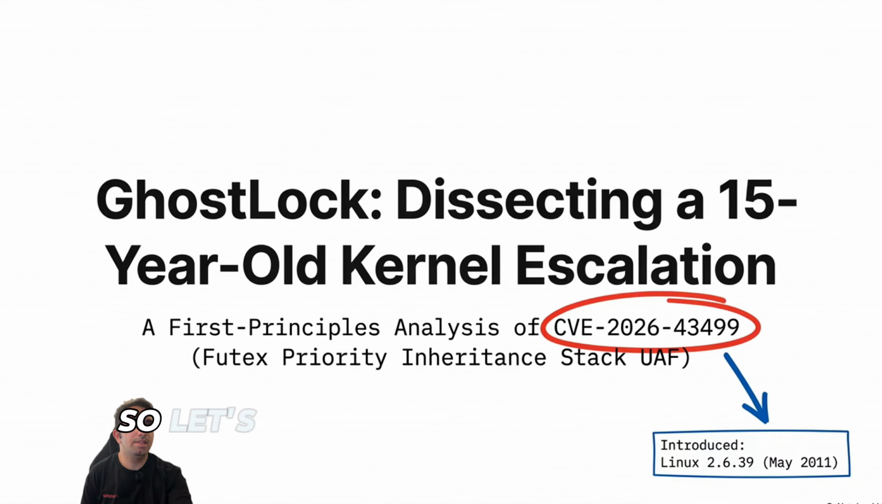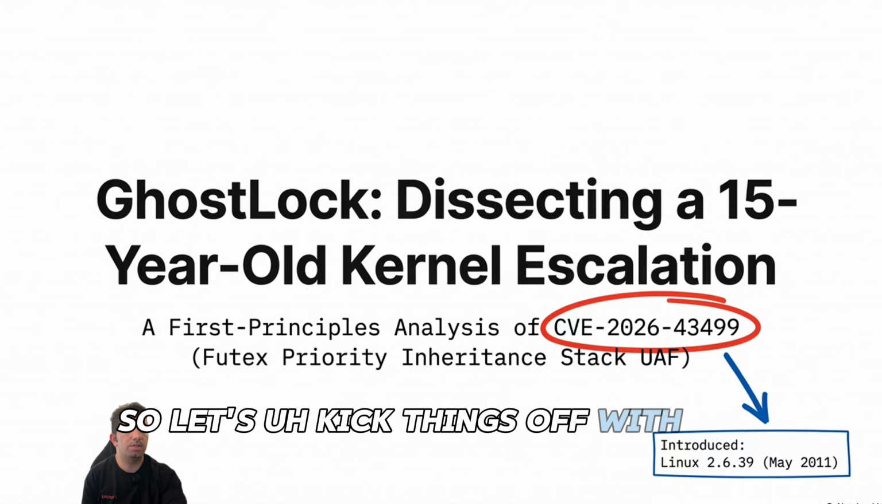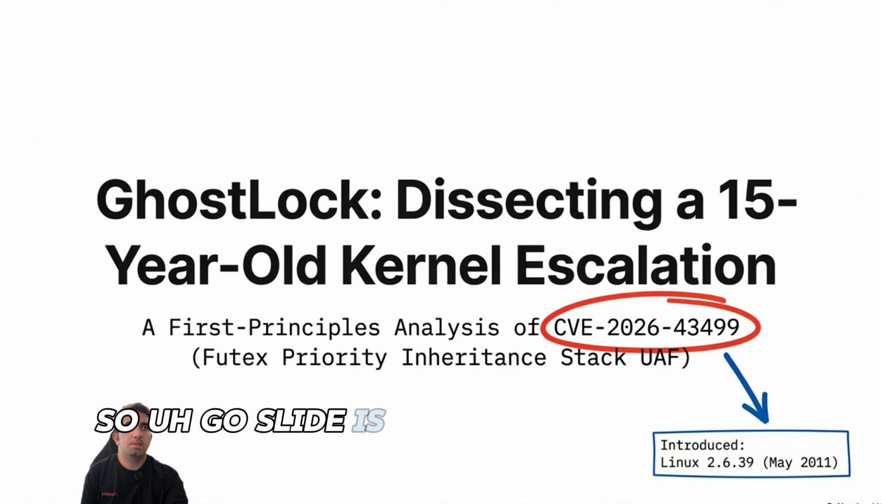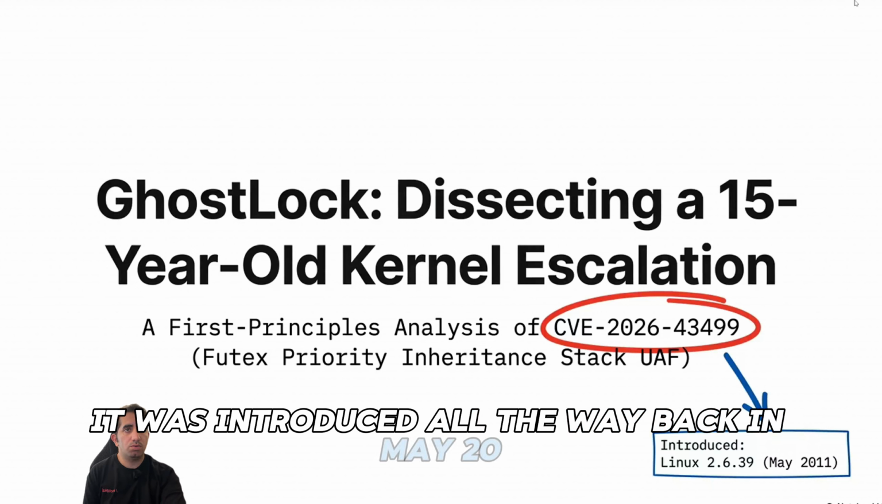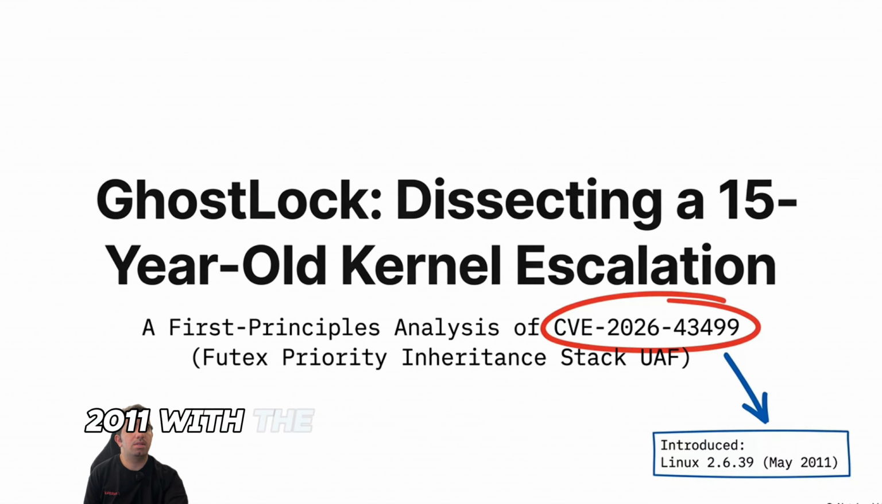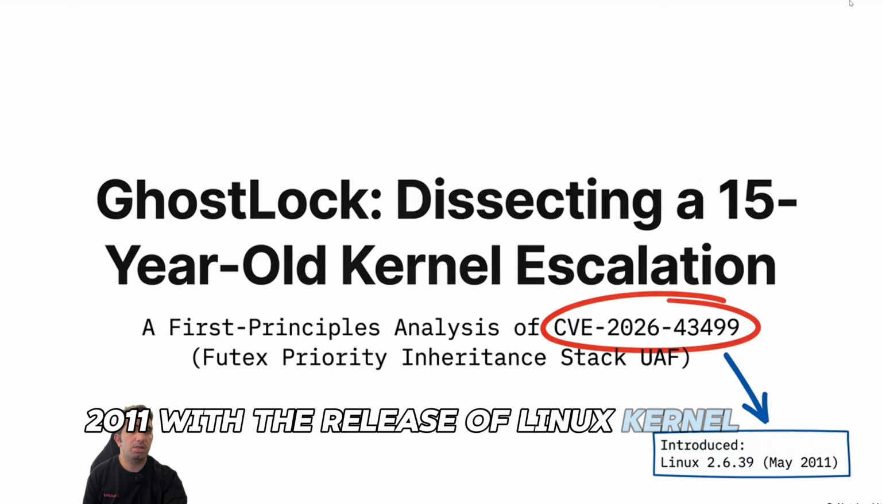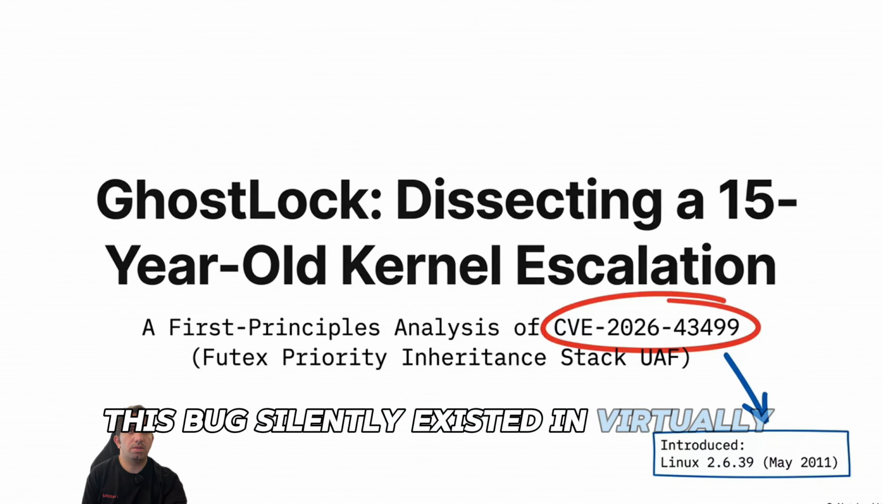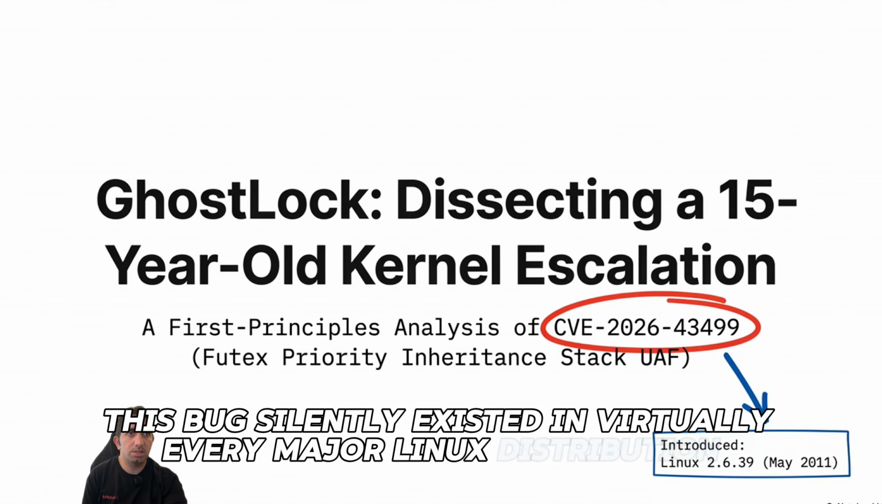So let's kick things off with our first slide. GhostLock is an incredibly long-lived vulnerability. It was introduced all the way back in May 2011 with the release of Linux kernel 2.6.39. For 15 years, this bug silently existed in virtually every major Linux distribution.